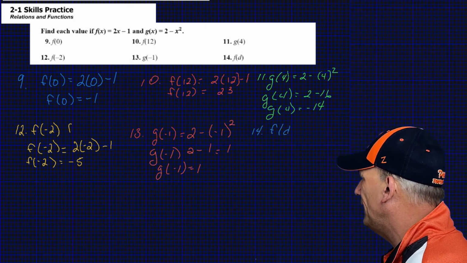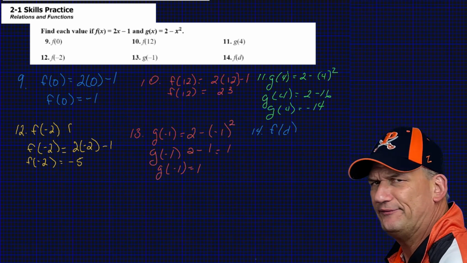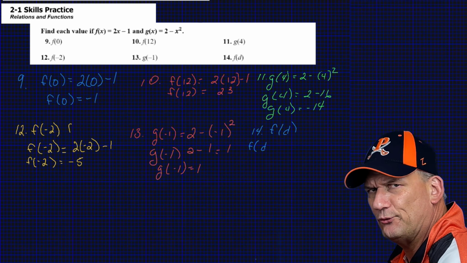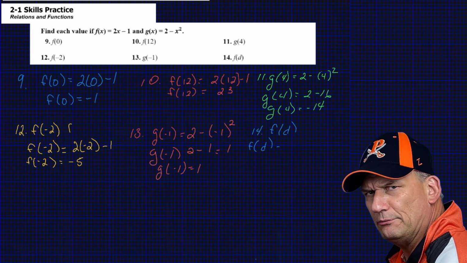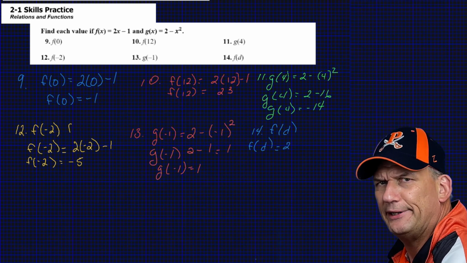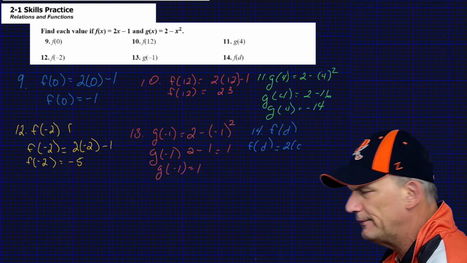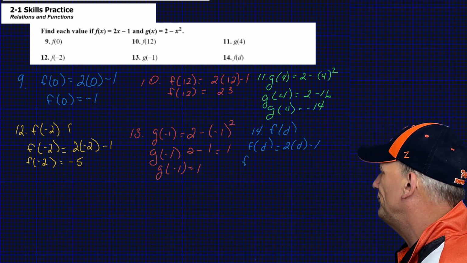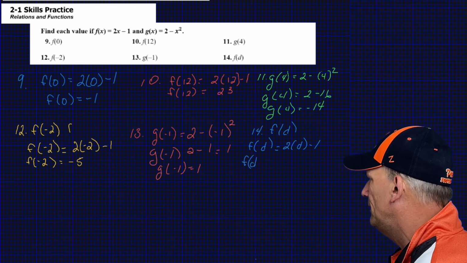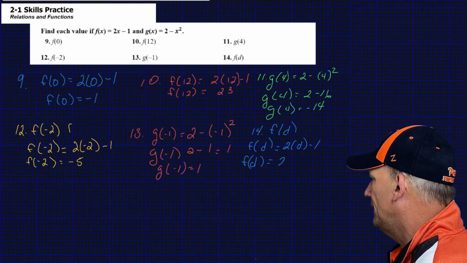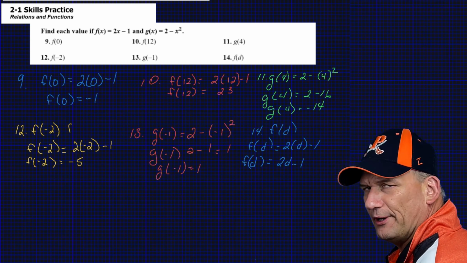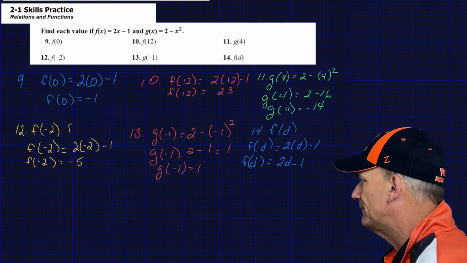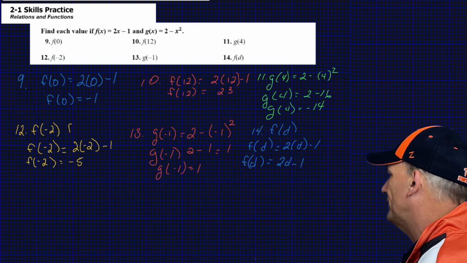All right, 14, f of d. Now you say f of d, where's the number? Well, we're not going to use a number. We're simply going to substitute d in for the variable and see where we end up. You're not going to get a number like you would on the other ones. You're going to get some type of an equation. So we substitute d in, we get 2 times d minus 1, and we have to stop right there. That's all there is to it, 2d minus 1. That's the answer. Okay.